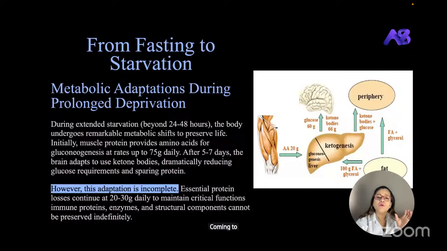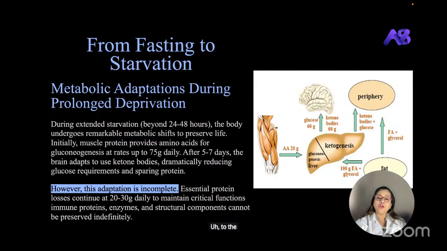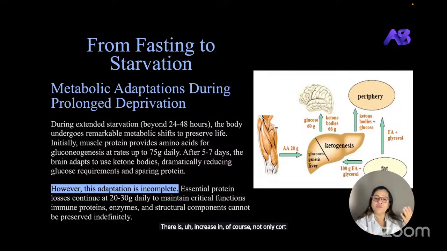Coming to prolonged deprivation, whether due to starvation or illness, there is metabolic adaptation. Okay, that automatically happens because you have to preserve life, right? Protecting your vital organs is important, conserving protein stores is important. And in the early phase, that is 6 to 24 hours, once the exogenous glucose supply stops, the body shifts from the fed state to endogenous fuel mobilization. There is a decrease in insulin, an increase in glucagon, and an increase in, of course, not only cortisol but even catecholamines.